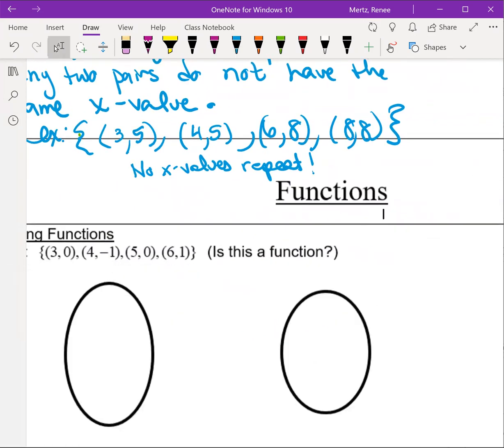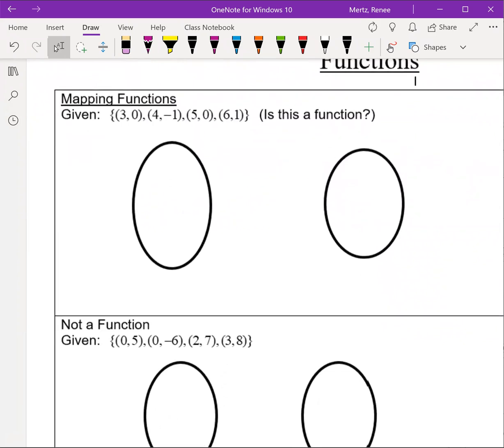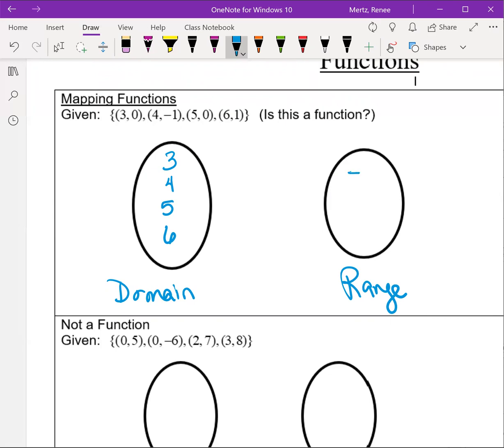So there's another way to look at functions. It's by mapping them. Given the function (3, 0), (4, -1), (5, 0), and (6, 1), is this a function? We look at our domains in the first circle. So 3, 4, 5, 6 are my domain values. We put our ranges in the second one. So look at the y values, put them from lowest to highest: -1, 0, 1. Then we just map them. We draw a line from 3 to 0, 4 to -1, 5 to 0, and 6 to 1.